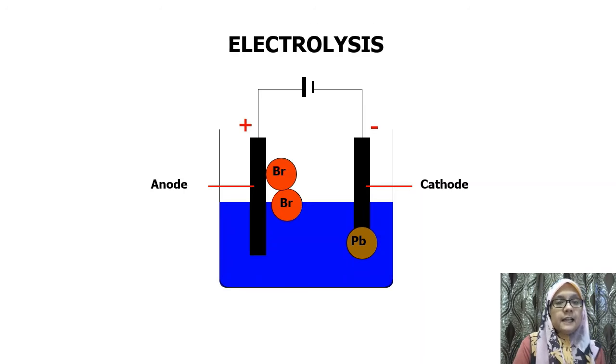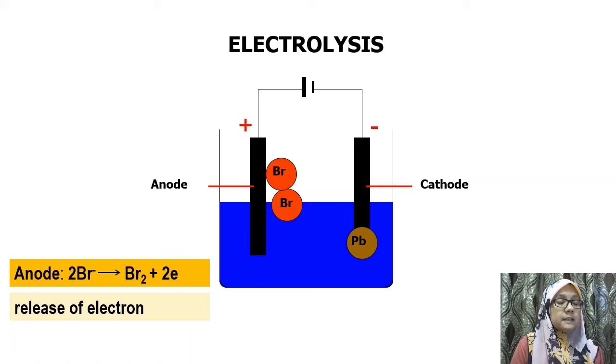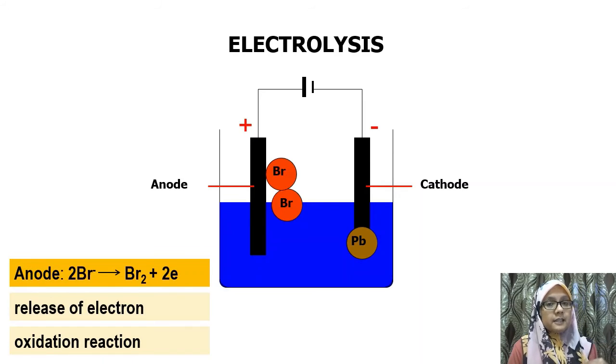Okay, so the overall reactions that occur are, at the anode, bromide ions release electrons to produce bromine molecules. When there is a releasing of electrons, of course the oxidation reaction occurs. Note that the electrode where the oxidation reaction occurs is known as the anode.